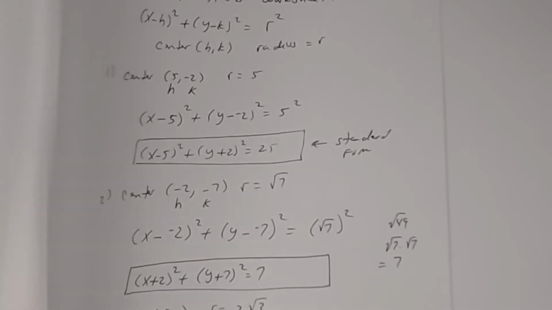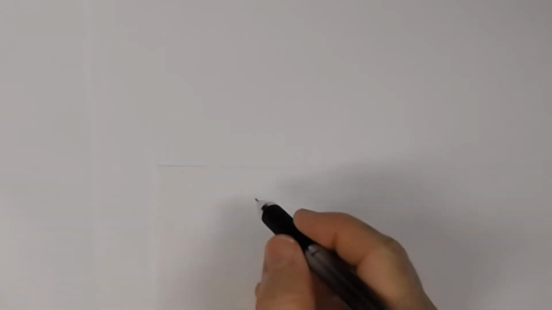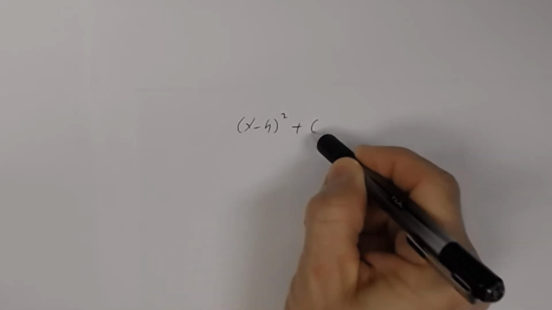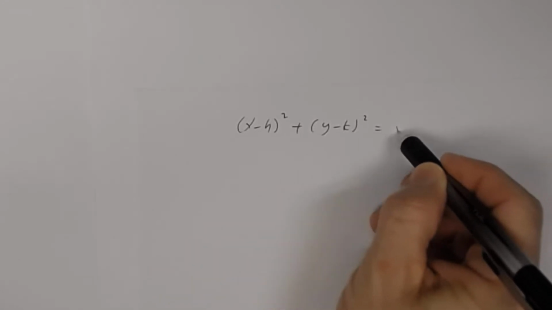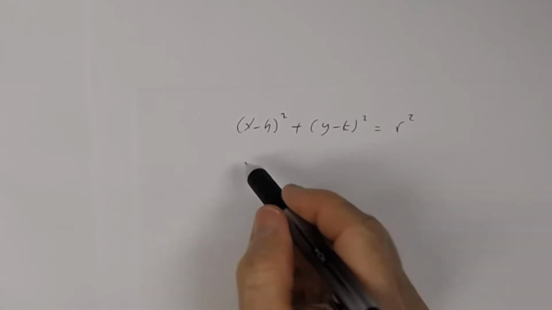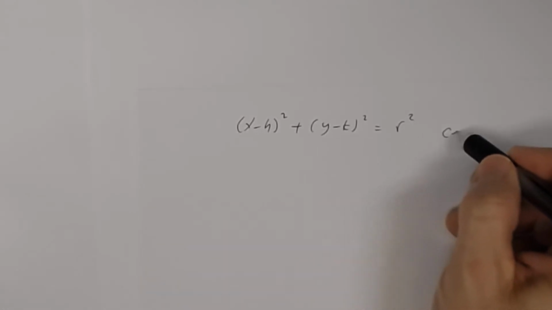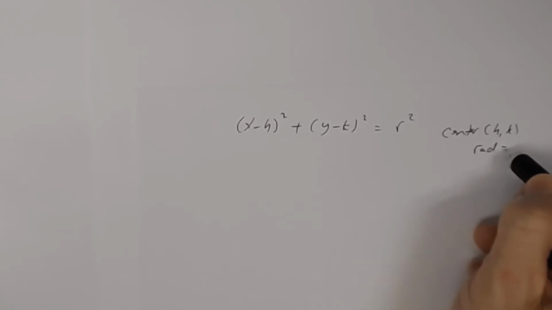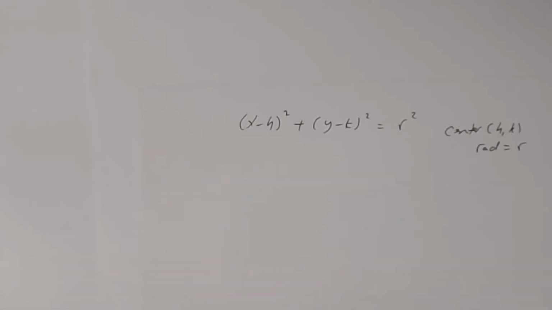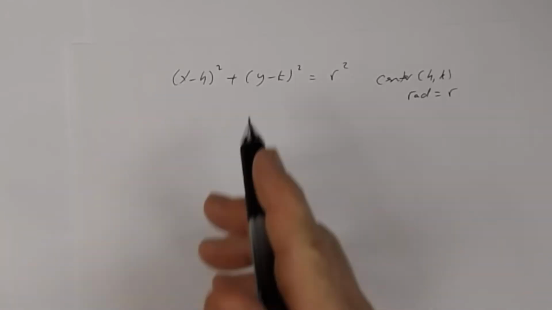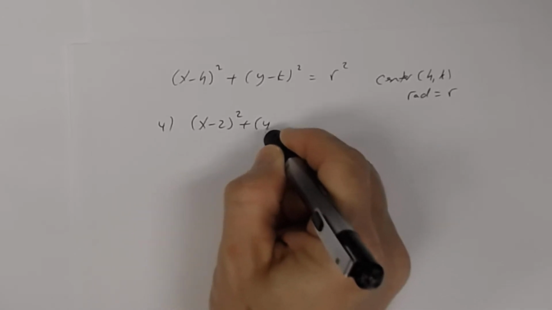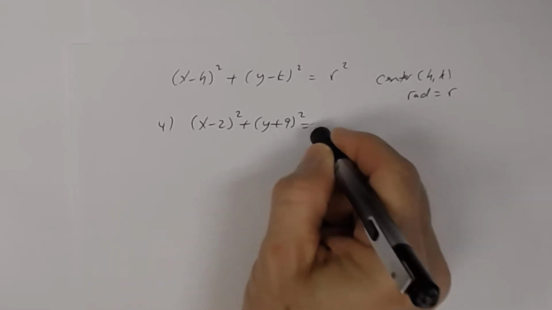So number 4, and remember our standard form looks like this. Let me go ahead and rewrite it. It looks like (x minus h) squared plus (y minus k) squared equals r squared. Okay, so in this case, and remember the center is (h, k) and the radius is just r. Okay, so number 4, we have (x minus 2) squared plus (y plus 9) squared equals 49.